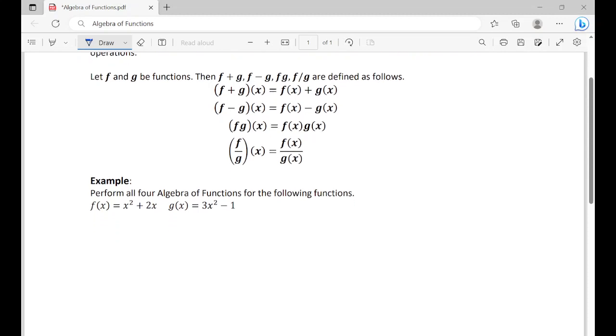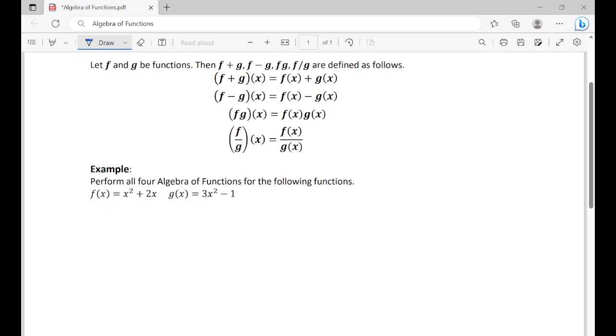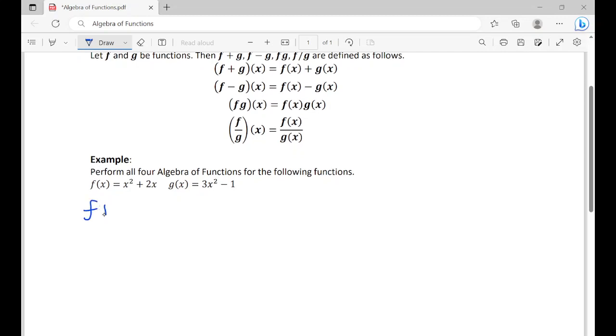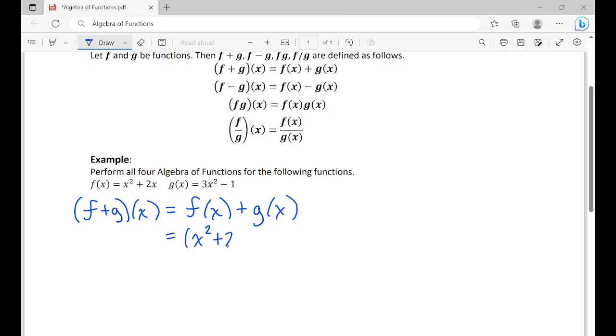So we're going to take all four of these algebra functions and we're going to apply them to our example here. F of x is x squared plus 2x, and g of x is 3x squared minus 1. So let's start off with f plus g of x. So f plus g of x is just f of x plus g of x. So that's going to be x squared plus 2x plus 3x squared minus 1.